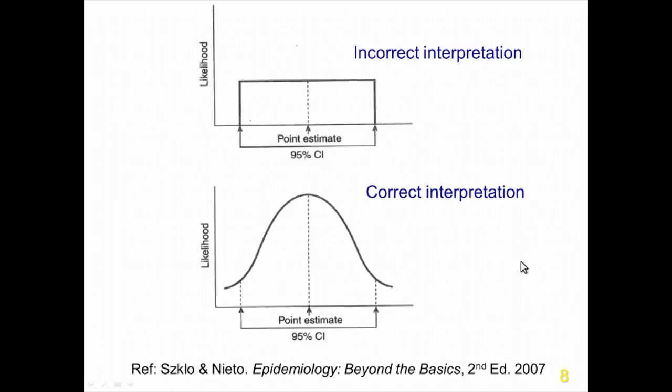So how do we interpret the confidence interval? The incorrect way to interpret it is as if there was equal probability across the range of the confidence interval, but that's not the case. It's not like a flat distribution. It's a bell-shaped distribution, as you might suspect. So the closer you are to the point estimate in the confidence interval, the closer you are to the maximum likelihood estimate. The probability increases as you get closer to the point estimate. At the outer bounds of the confidence interval, the true value is less likely to be at either of these two 95% confidence limit extremes.